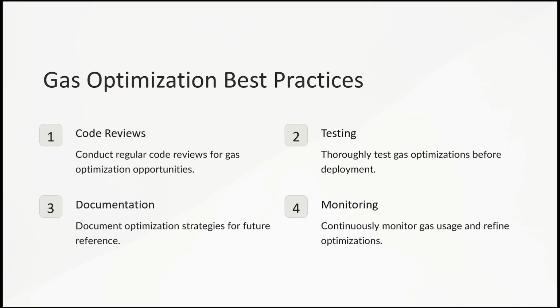Some gas optimization best practices are reviewing code regularly for gas optimization opportunities, thoroughly testing before deployment, documenting optimization techniques or strategies for future reference, and continuously monitoring gas usage and refining optimization.